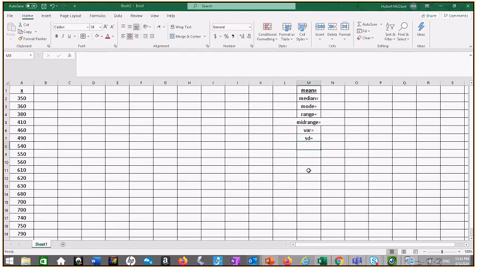and down here I'm going to put the 5-number summary, which consists of the min, the first quartile, the second quartile, the third quartile, and the max.